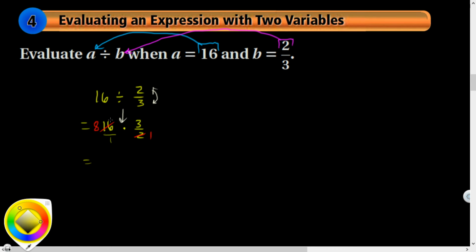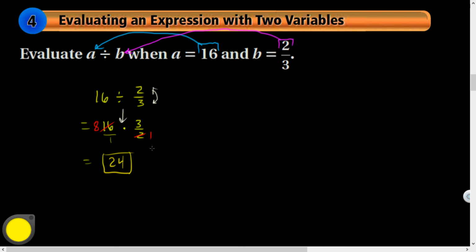And now that I've made those numbers smaller, now let's do the multiply. 8 times 3 is 24. 1 times 1 for my denominator is 1, but I don't need that 1 down there. 24 divided by 1 is 24, friends. 24. All right, let's do last one.